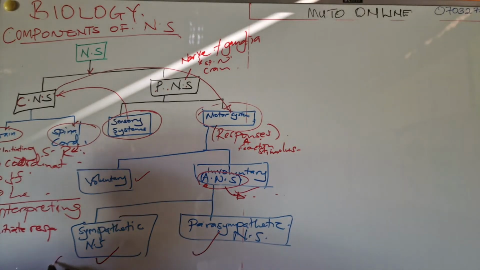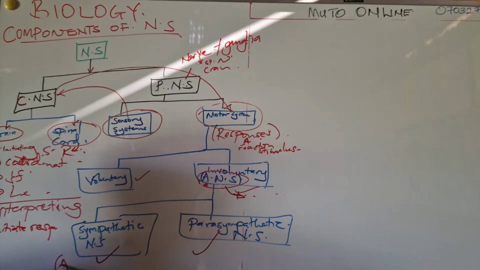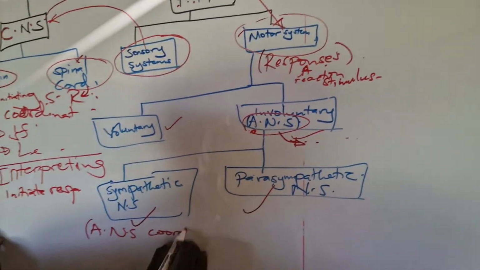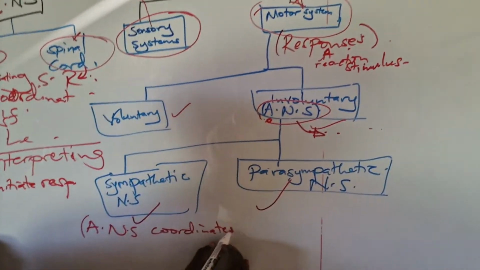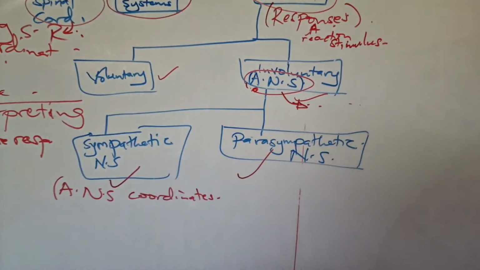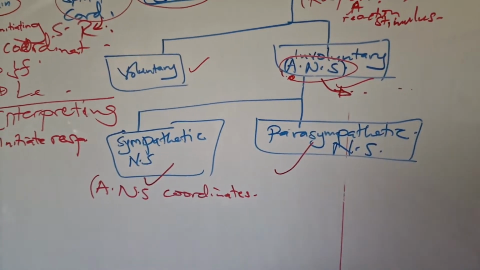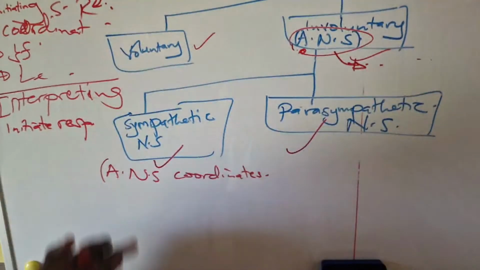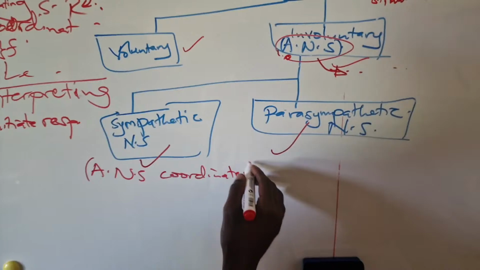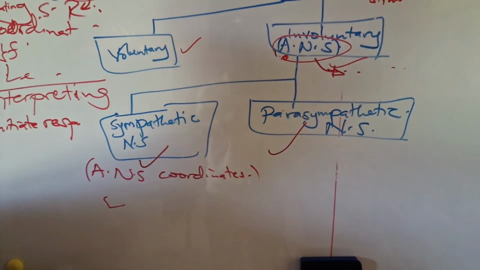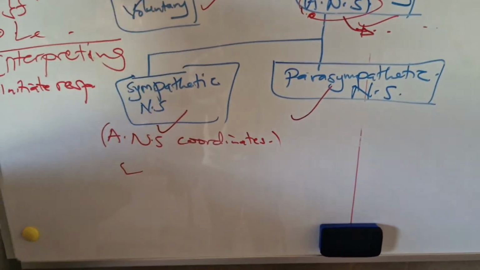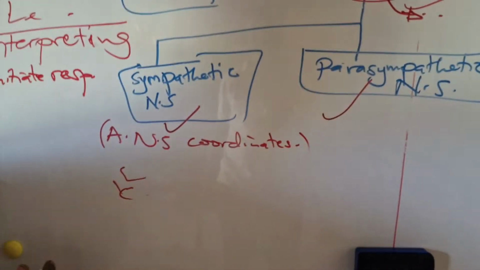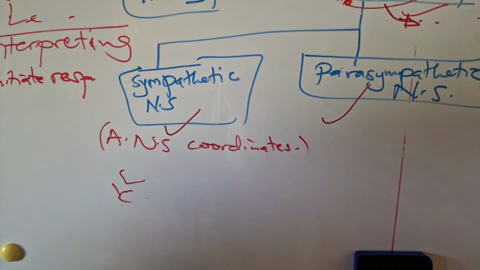The sympathetic nervous system will be that part of the autonomic nervous system which coordinates involuntary actions, involuntary responses, things you don't have control over. For example, sweating. You don't have control over sweating. You don't have control over vasoconstriction and other involuntary reactions by the body.